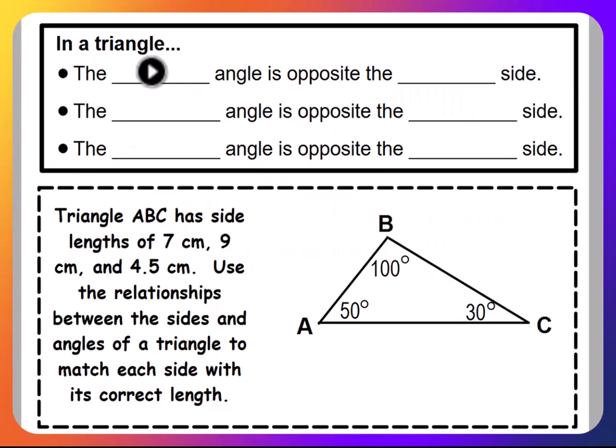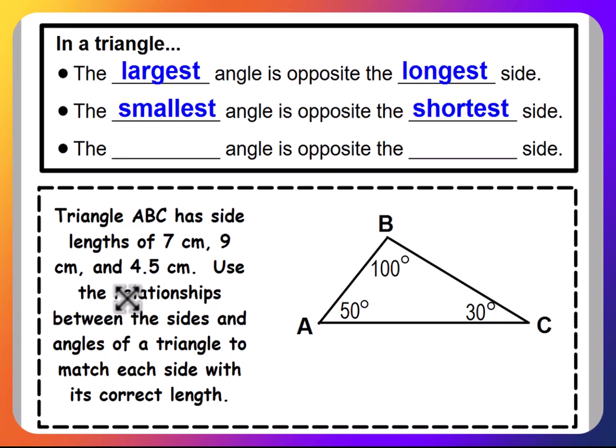Okay, important information to know. In a triangle, the largest angle is opposite the longest side. The smallest angle is opposite the shortest side. And the mid-sized angle is opposite the mid-sized side.